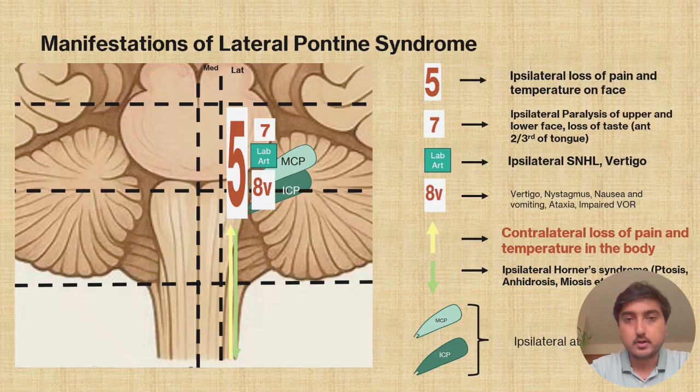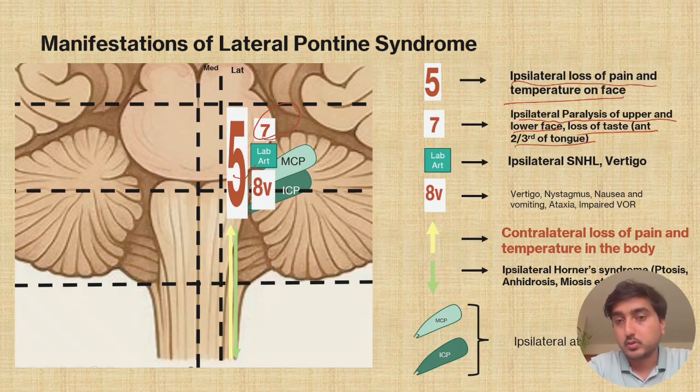Different manifestations of lateral Pontine syndrome. As you can see, there is involvement of the 5th cranial nerve, so there will be ipsilateral loss of pain and temperature on the face. There is involvement of the 7th cranial nerve, or the facial nerve, because of which there is paralysis of the upper and lower face and loss of taste from the anterior 2/3 of the tongue.